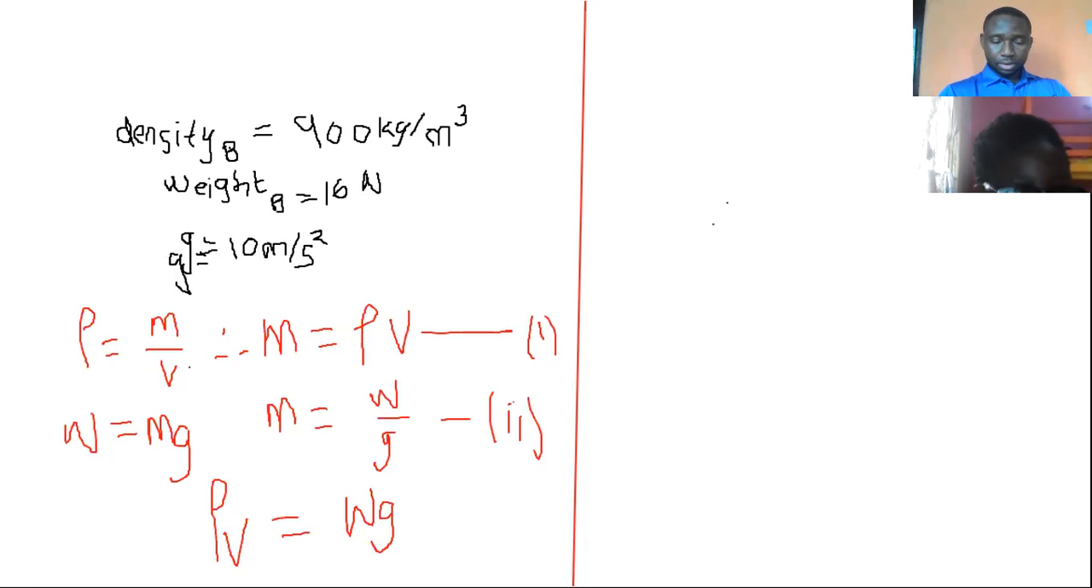Rho V is not meant to be equal to W over G, so sorry. W over G, please. That was a mistake on my part. W over G. You know what to do from here, isn't it? Yes, sir. Okay, so tell me, what is V?